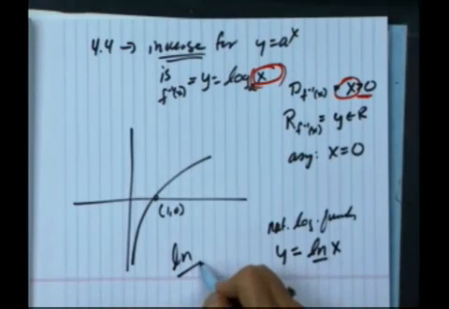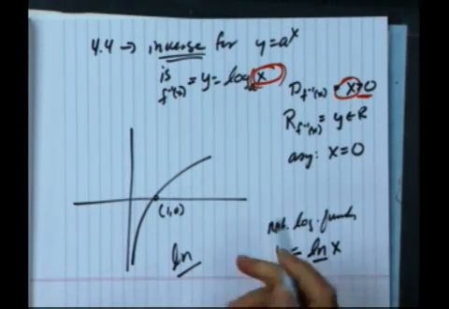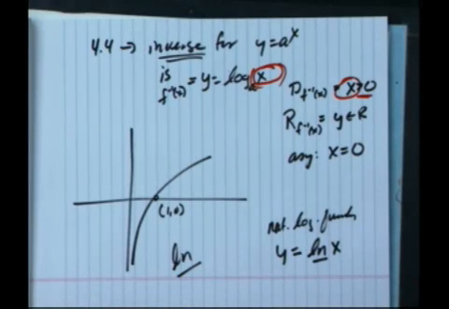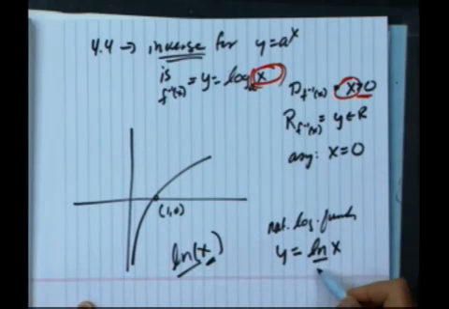Ln by itself is meaningless. It's of. It's a function. The natural log evaluated at x, log of, just like when you did f of x, log of the argument. Okay? All right, that's base e.